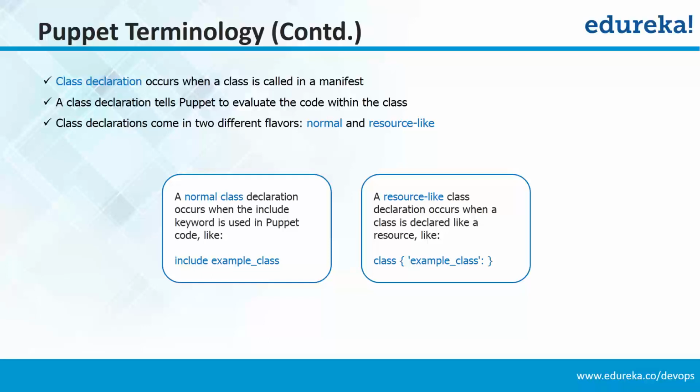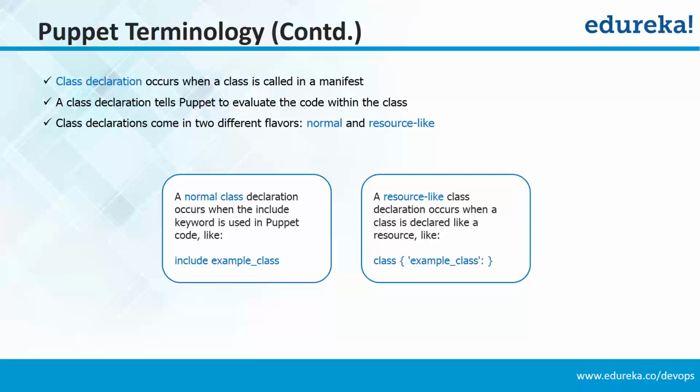Now, a class definition by itself does not execute any code. A class definition basically says this is what the class should be: these are the attributes, these are the values, and these are the steps to be done. That's all it does, but it does not actually start executing the code. On the other hand, a class declaration tells Puppet there is code within that class: evaluate and execute the code within that class. A class declaration is the place where code execution actually happens.